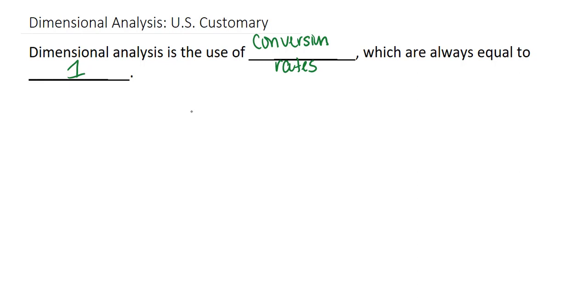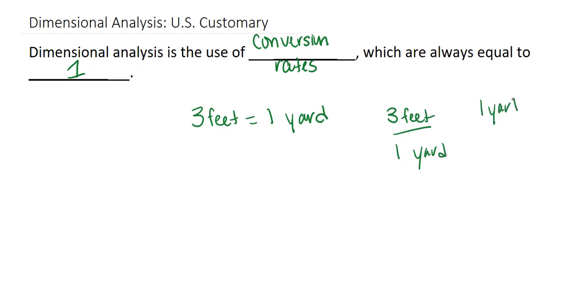We know that 3 feet is equal to 1 yard. This is the same length, so that means they're equal. What we do is put these over one another like this. So we can go 3 feet over 1 yard or 1 yard over 3 feet.